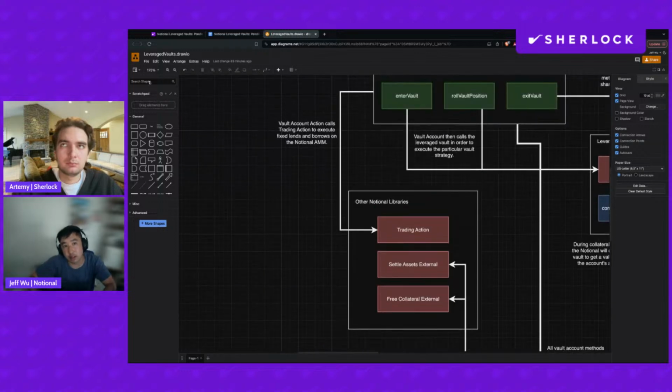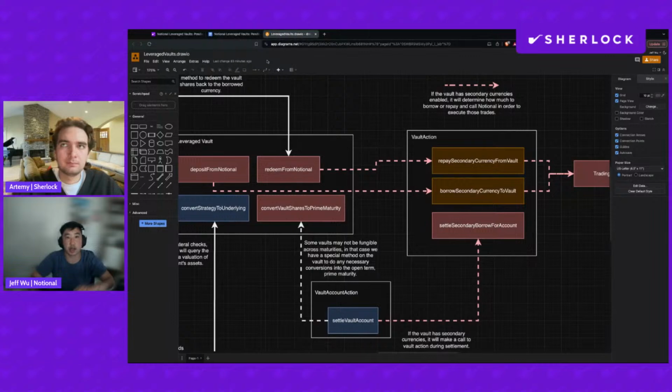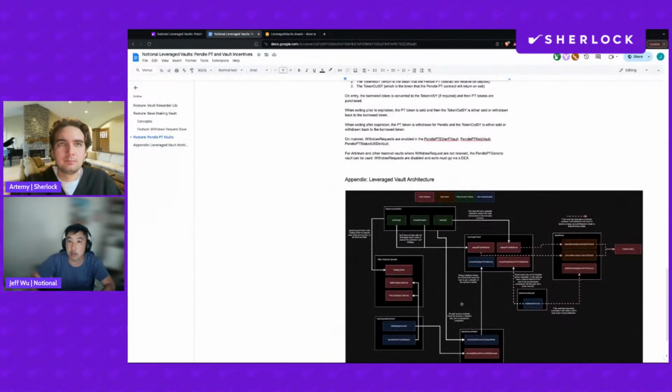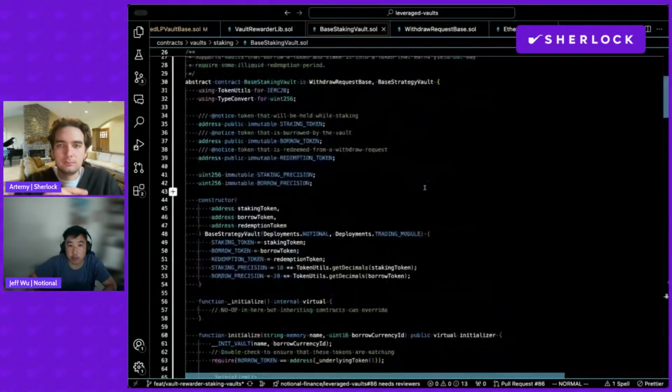So this graphic is in this doc, and I think those are the relevant bits. All right, with that we can look at some code. Here, we'll start with the base staking vault, and review the bits that we discussed.